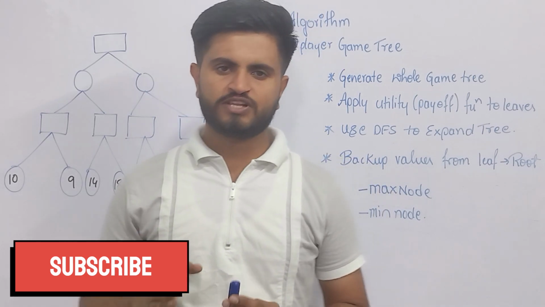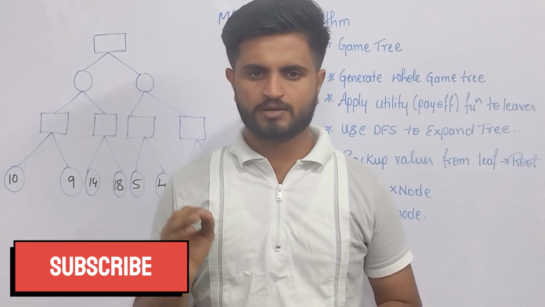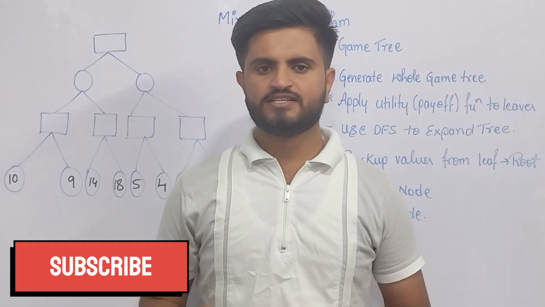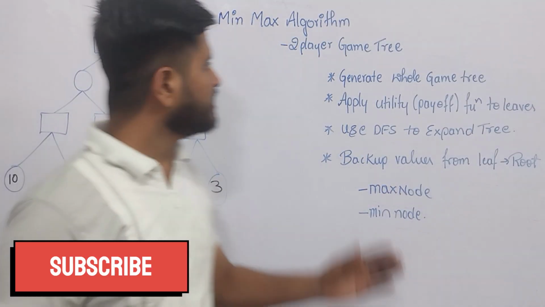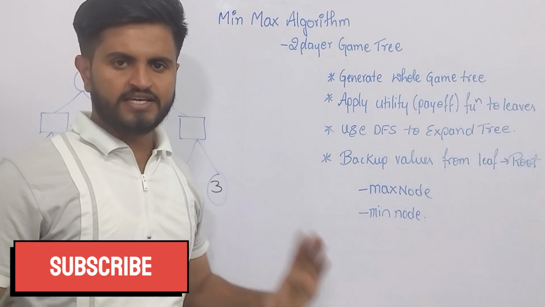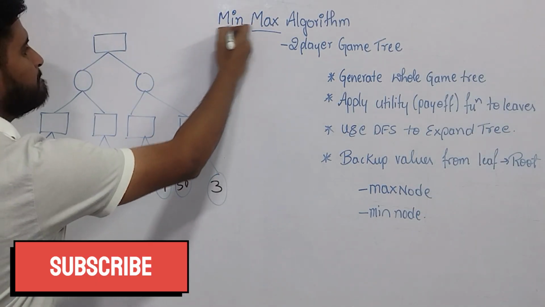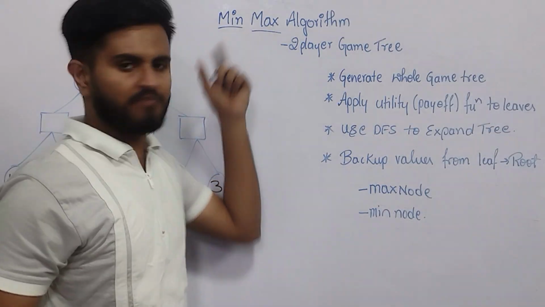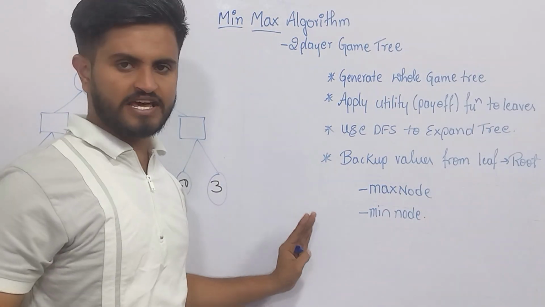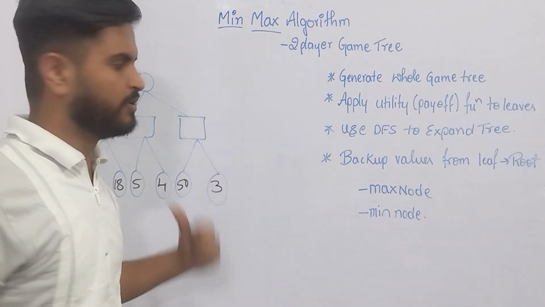Everyone, in this video, let's discuss the min-max algorithm problem in artificial intelligence and machine learning using the two-player game tree. Here, the two players will be max and min. Min means minimum, max means maximum. Let's see the theory part, then let's go to the problem.